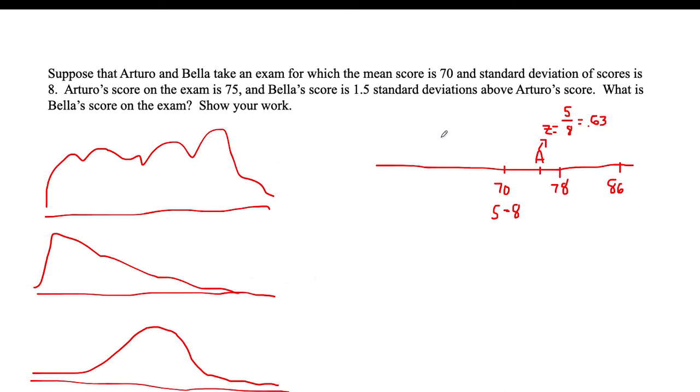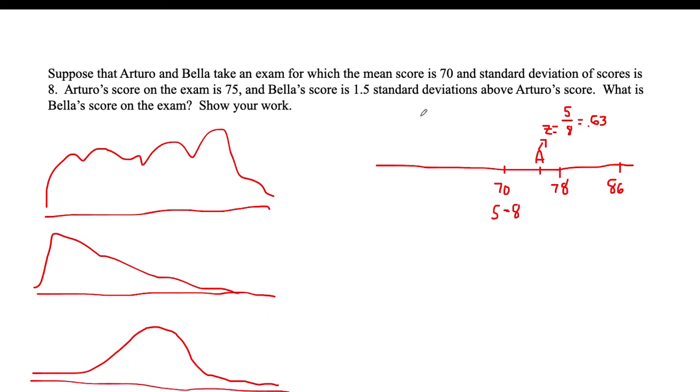Now, the other thing is, if I gave you Bella's score, we really wouldn't need a z-score because they're on the same distribution, right? They're taking the same exam. So we wouldn't need a z-score to compare within the same distribution if I have their scores. So that's the twist on this problem: you're given the standard deviation of Bella's score in comparison to Arturo's score. And so we have to use a little bit more than just saying, okay, who did better? In this case, we're asking what Bella's score is.